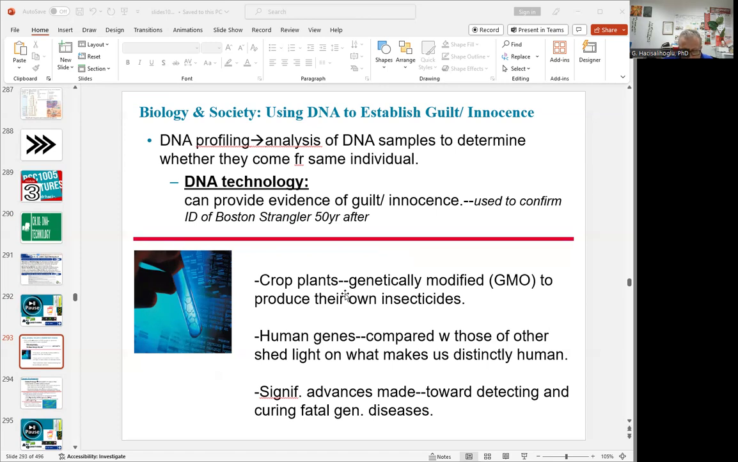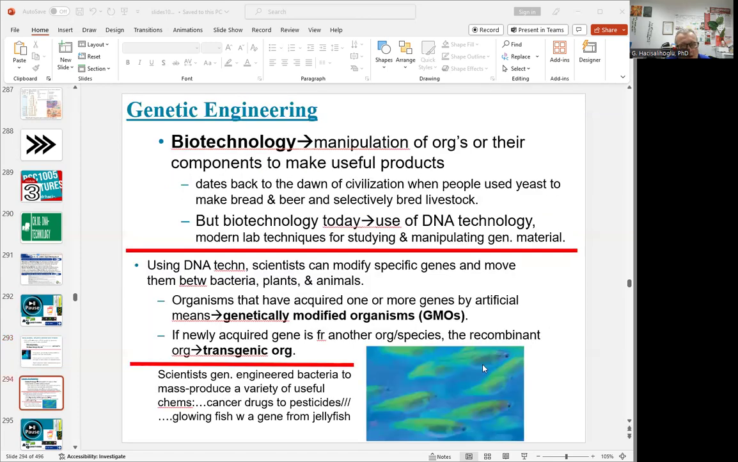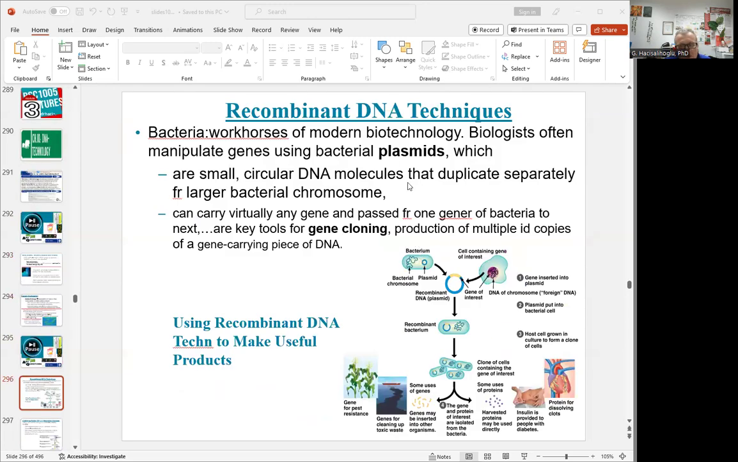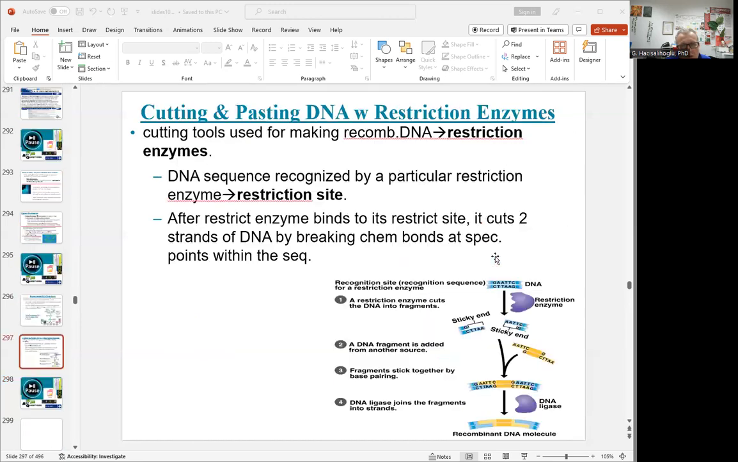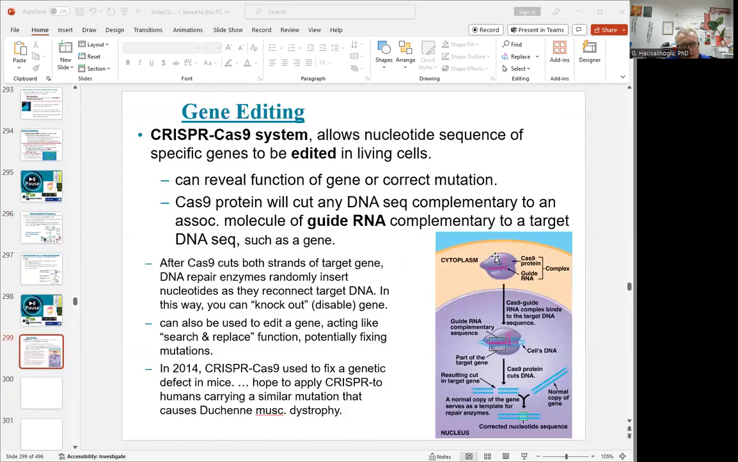So GMO organisms acquire one or more than one genes artificially. And then we call them also transgenic organisms, which means if a gene comes from another species, then it will be a transgenic. Okay, so pay attention to these. Biotechnology is the overall technique. Talking about GMO, transgenic. So look at how bacteria are used, since we know from the earlier chapters, bacteria is a good system for the use in gene cloning. Okay, so look at some details.